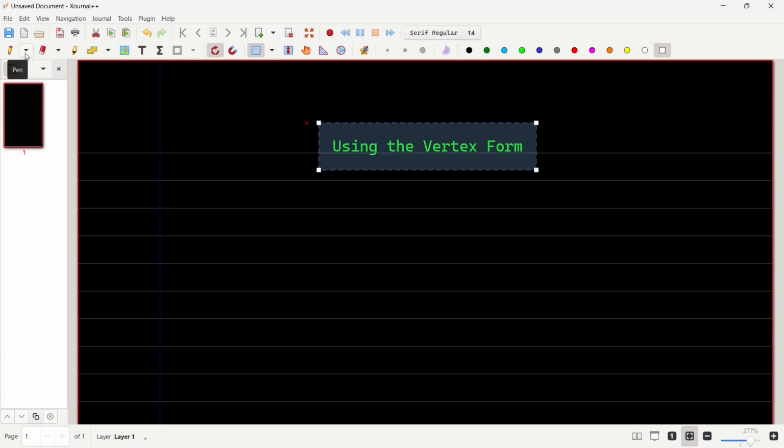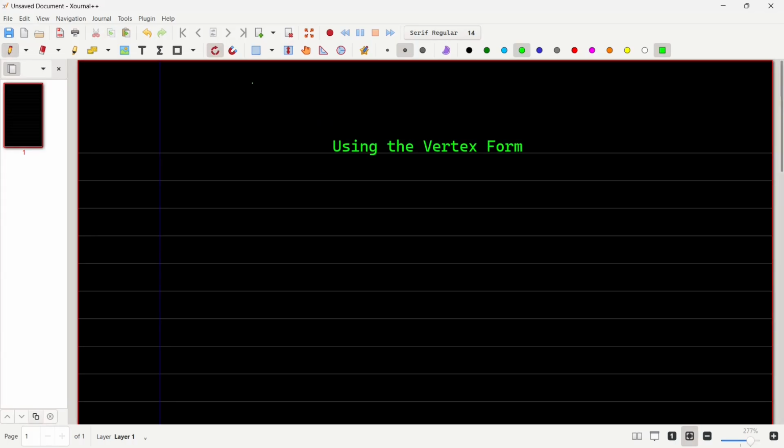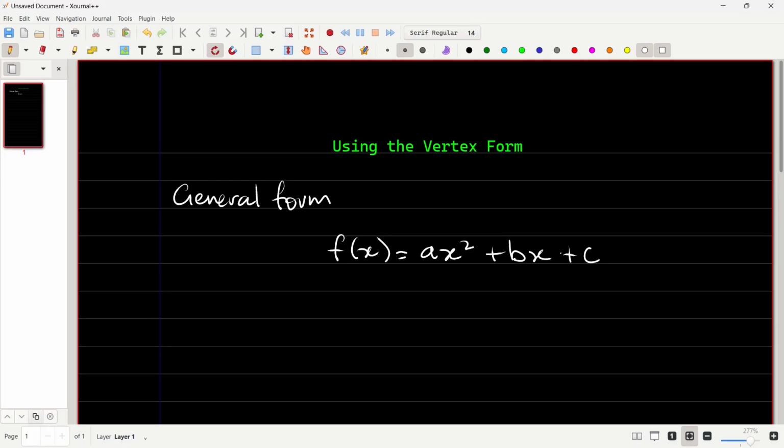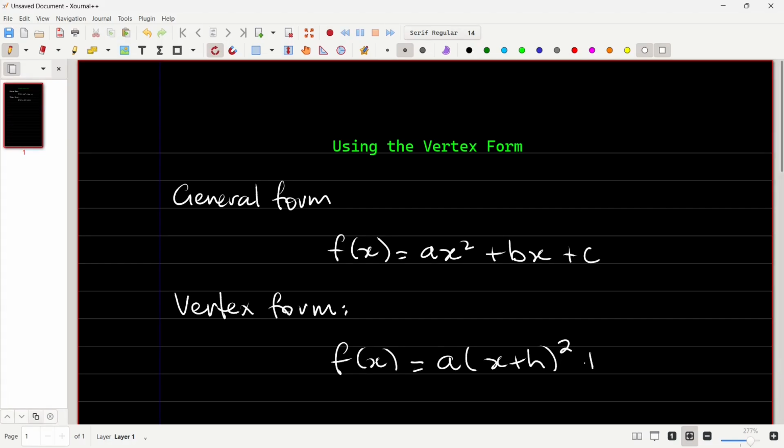All right. Now, first off, let me just recap a few things and we'll move from there. So the first thing I want to recap is that you know what the general form of a quadratic equation is. So this is the general form of a quadratic equation. So f of x is equal to ax squared plus bx plus c. And we also know what the vertex form or the completed square form that you're required to learn. So vertex form is f of x equal to a into (x plus h) squared plus k.